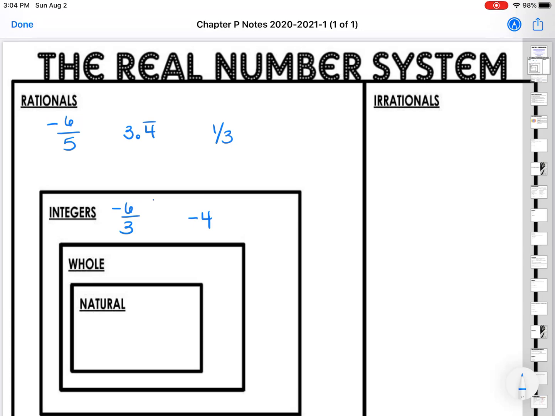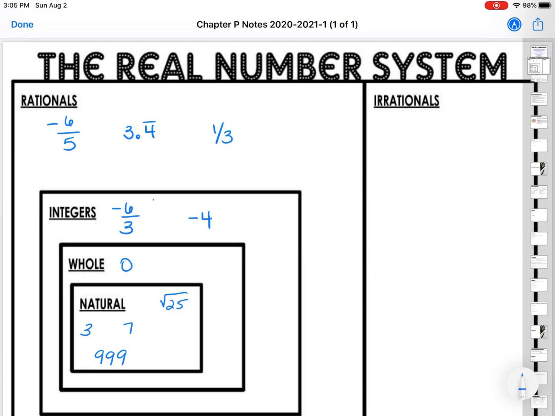Whole numbers could be something like 0, right? And our natural numbers are numbers like 1, 2, 3. So we might have like 3, we might have 7, 999 would be natural. Even the square root of 25, because really that's just the number 5.